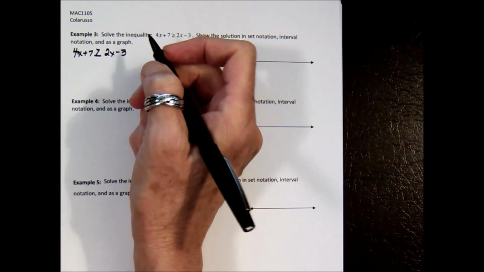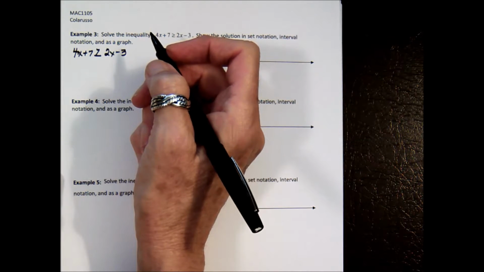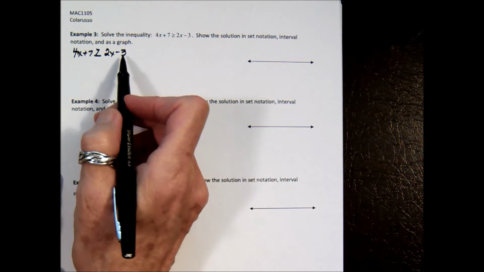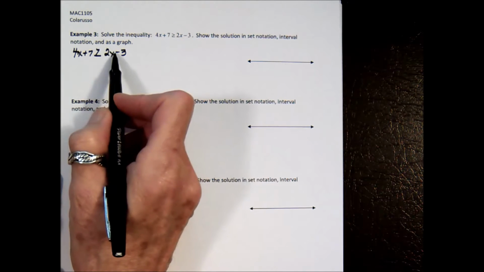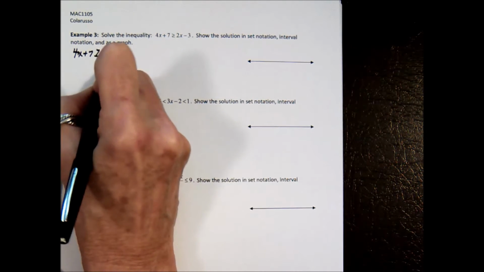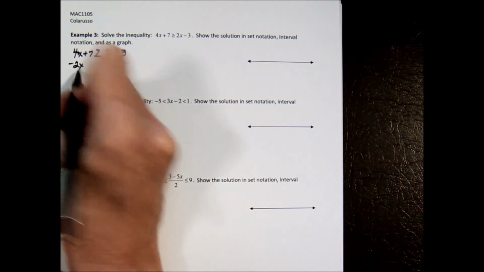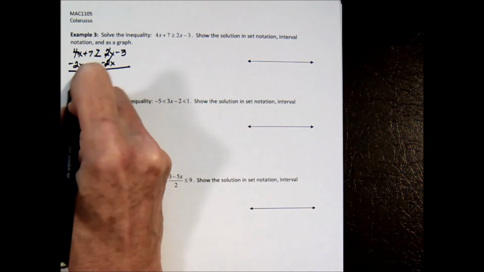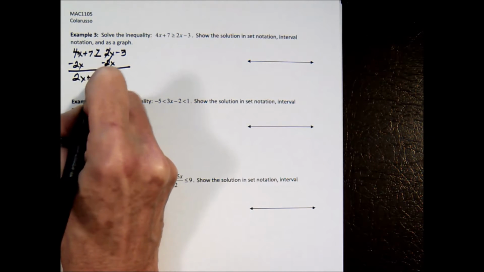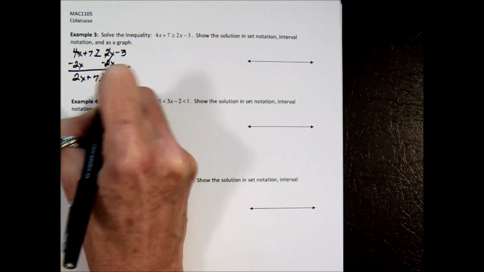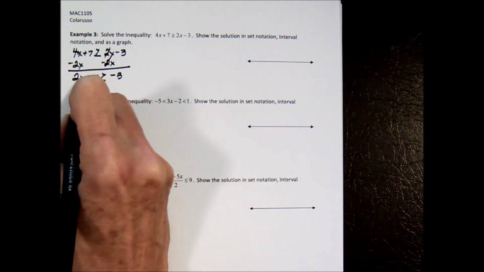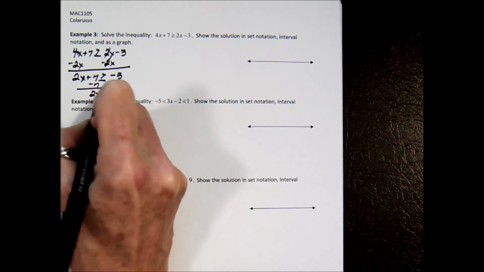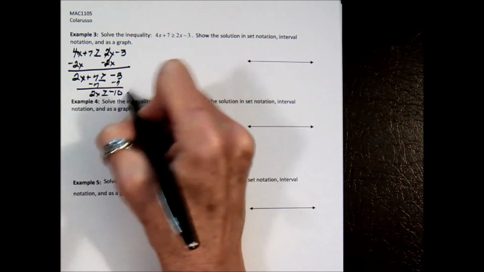We want to get our variables on the same side. So we're going to subtract a 2x from both sides. I get 2x plus 7 is greater than or equal to negative 3. Now I've got the variables on the left, so the numbers go to the right. 2x is greater than or equal to negative 10.